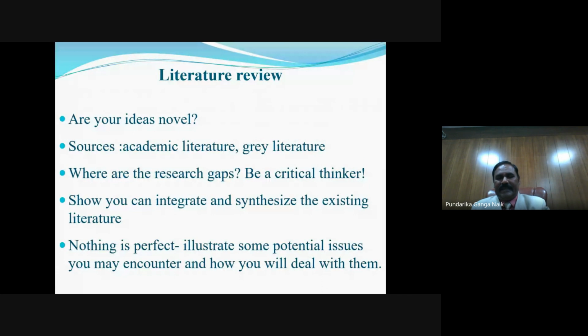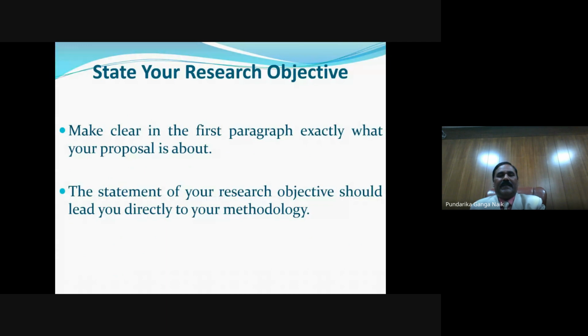You have to critically think and analyze. Nothing is perfect. You have to start with the raw data and come out with your topic and the idea for your research work. So you have to state your research objective very well. Make clear in the first paragraph exactly what your proposal is all about. The statement of your research objective should lead directly to your methodology. There should not be any confusion at all. So whenever you present your research objective, when research objectives are identified, that should lead to the methodology.